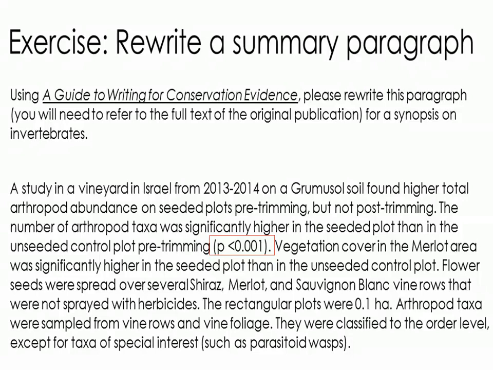No number. Exactly. So we never report the statistics. We never report P as this. We want to know what the numbers were in the treatment and what the numbers were in the control. It's important that it be significant if we're reporting it as a difference, but we never want to communicate that. We want to know the actual numbers of the arthropods.